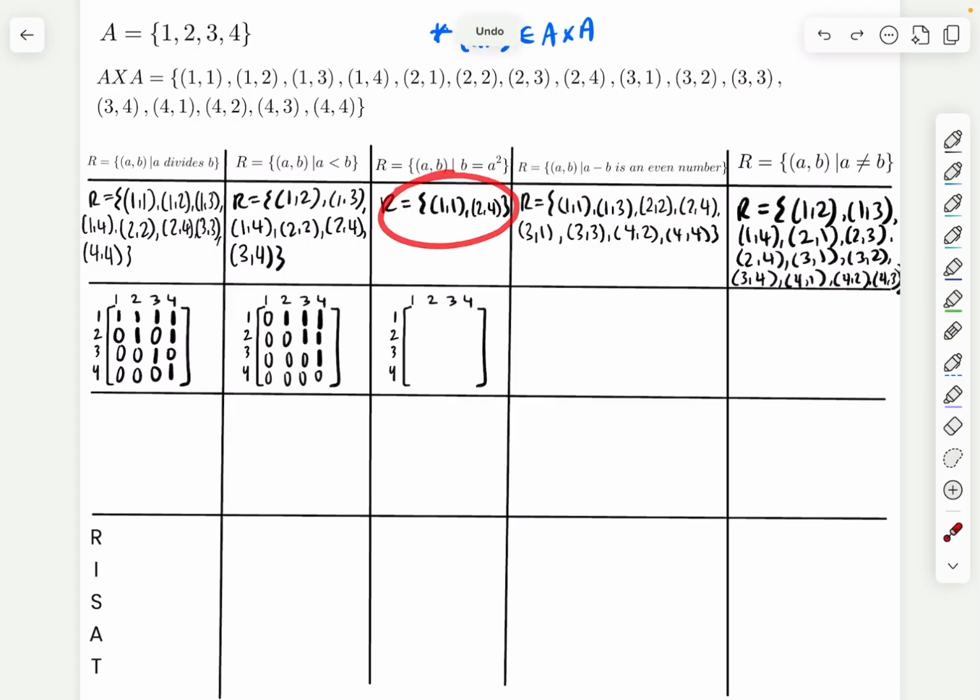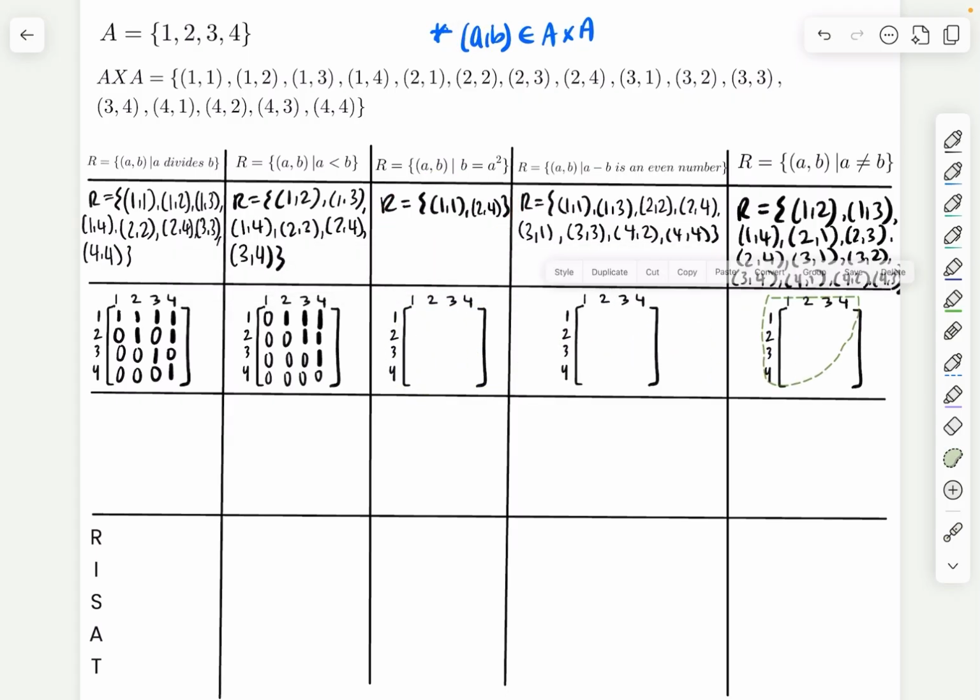Now let's try the next one. I'm just going to make a little copy for each of these. Here we have 1 is connected to 1, so there's a 1 there. Then 2 is connected to 4, so over here there's going to be a 1. And everywhere else there's going to be a 0.